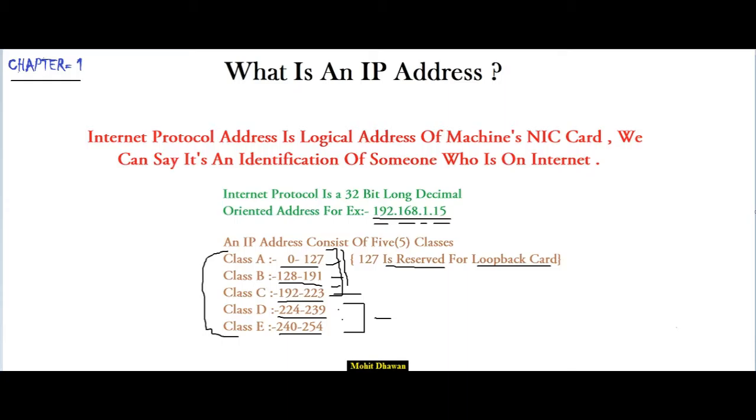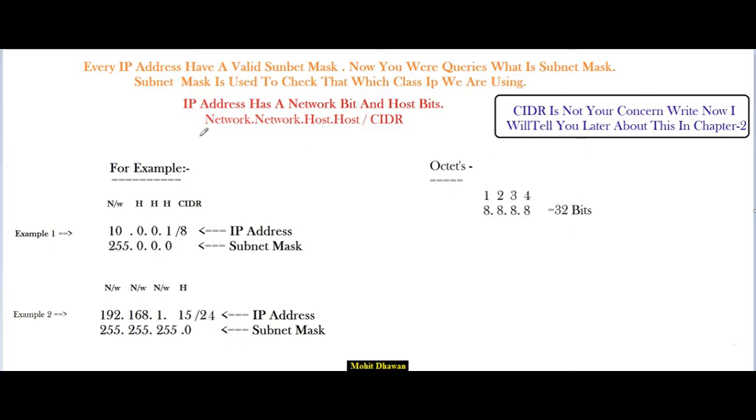So till now we have studied that an IP address is a 32-bit long decimal-oriented address, but every IP address has a valid subnet mask. Now you will ask what a subnet mask is. Subnet masks help us to check which class of IP we are using.